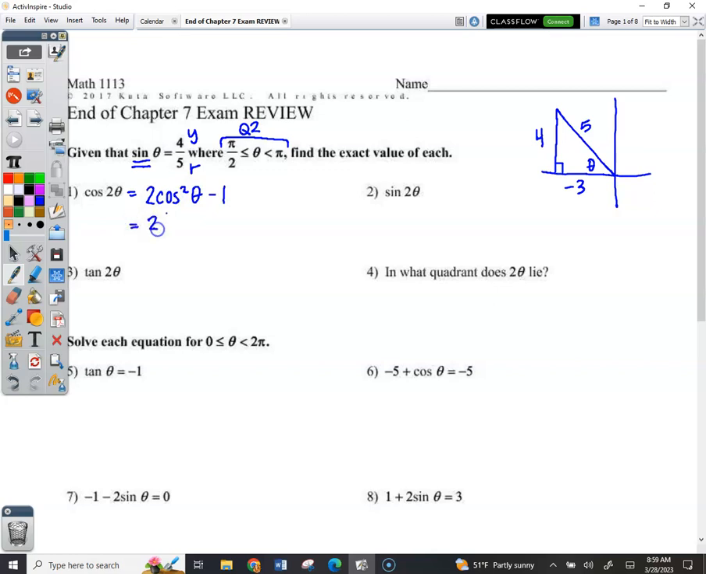So that's 2 times the cosine squared minus 1. The cosine is going to come from reading your picture. Cosine is adjacent over hypotenuse. So that'd be negative 3/5 right there. Then you go to your calculator and you type it exactly how you see it. And it's going to come to a fraction, which is negative 7 over 25.